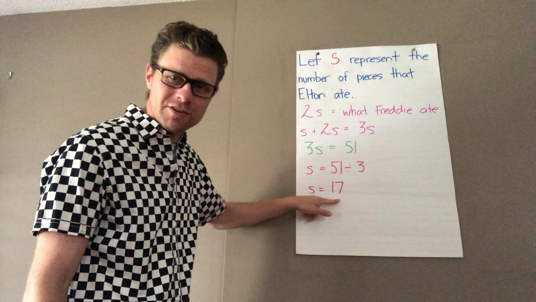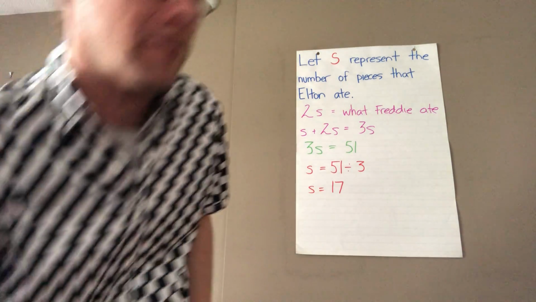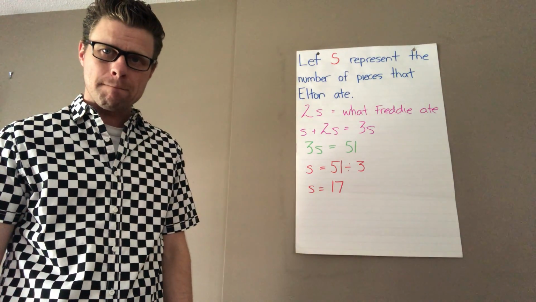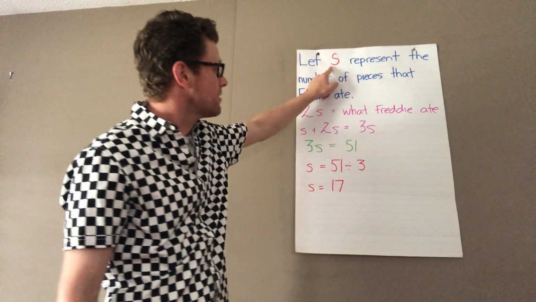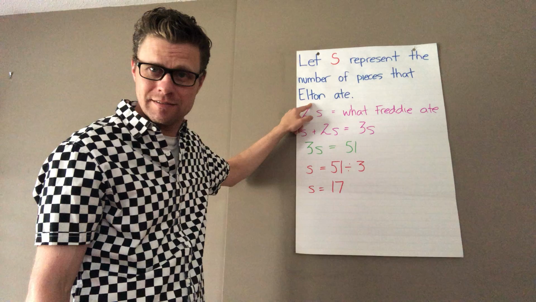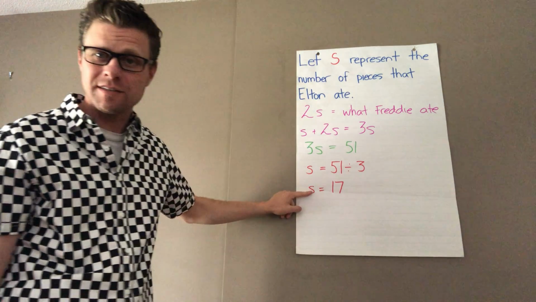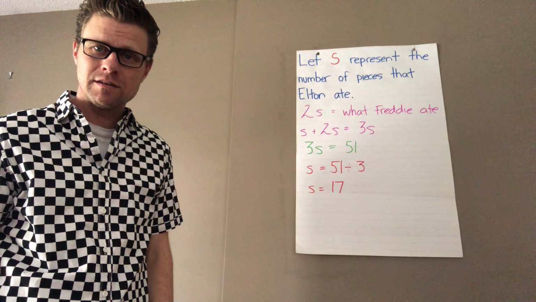But does this answer our question? No. What's our question? How many pieces did each person eat? We have said that S represents the number of pieces that Elton ate. So this tells us that Elton ate 17 pieces of sushi.